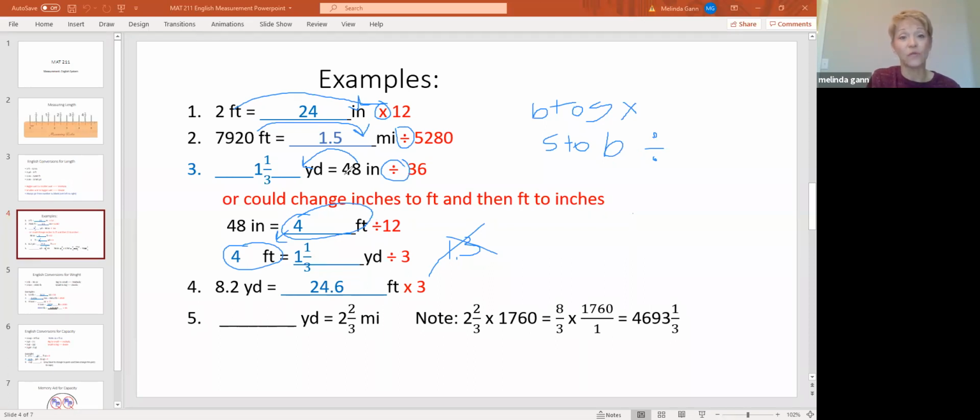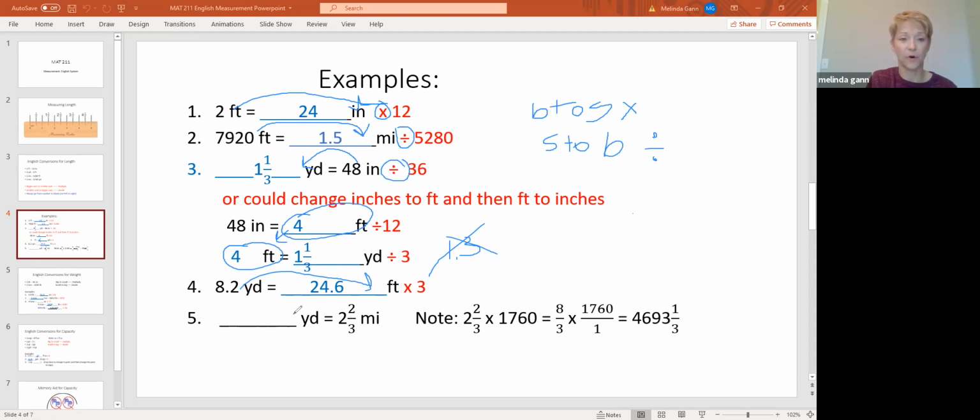But if I knew that there were 36 inches in a yard, I could just do this problem in one step. So I could get 1 1/3 in one step. Otherwise, I've got to do 2 things to get the same final answer of 1 1/3. All right. Now look at this one. I'm going from my number to my blank. So I'm going yards to feet. That's big to small. So big to small, I multiply. There are 3 feet in a yard. So when you say 8 2/10 times 3, you get 24 6/10.